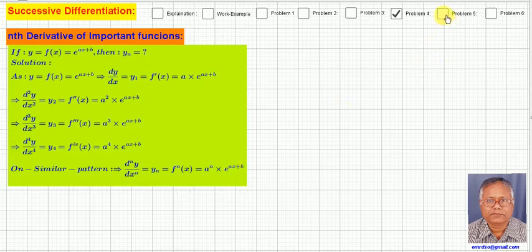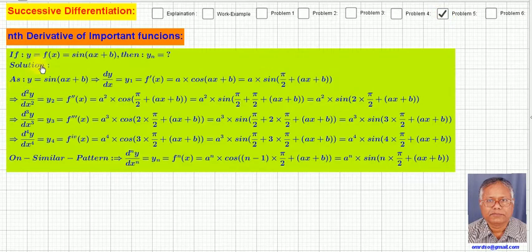Now let us take some trigonometrical function. This time I am taking y is equal to f(x), that is sin(ax+b). Then its first derivative dy/dx is equal to y1 is equal to f'(x) is equal to a cos(ax+b). Now rearrange it: a cos(ax+b) can be written as a sin(π/2 + ax + b).